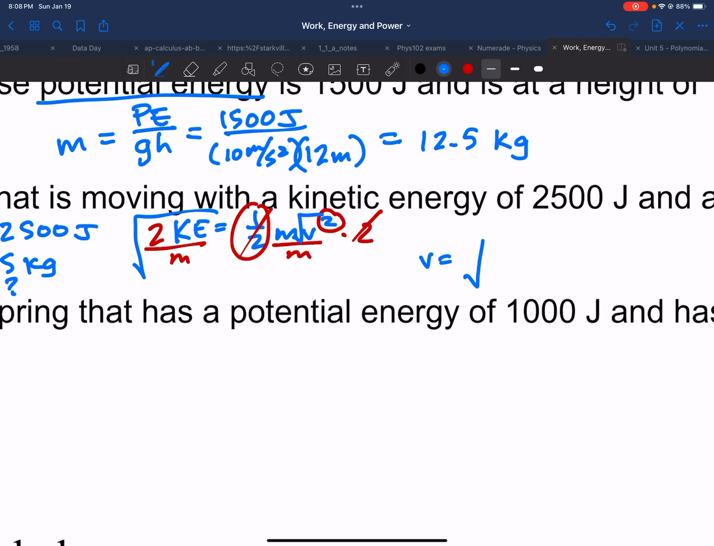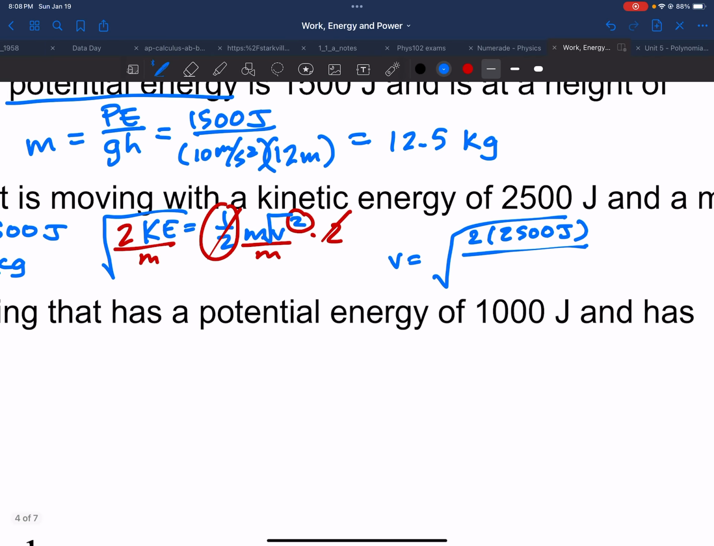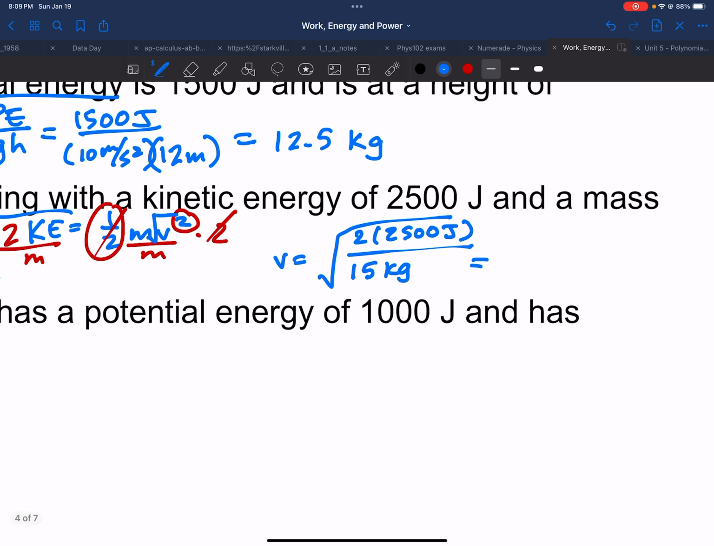And so my velocity is equal to the square root of 2 times 2,500 joules over my mass of 15 kilograms, and I end up with a velocity of 18.26 meters per second. Again, we're not concerned all that much with significant digits on this. We're really just looking at 1 or 2 decimal places.